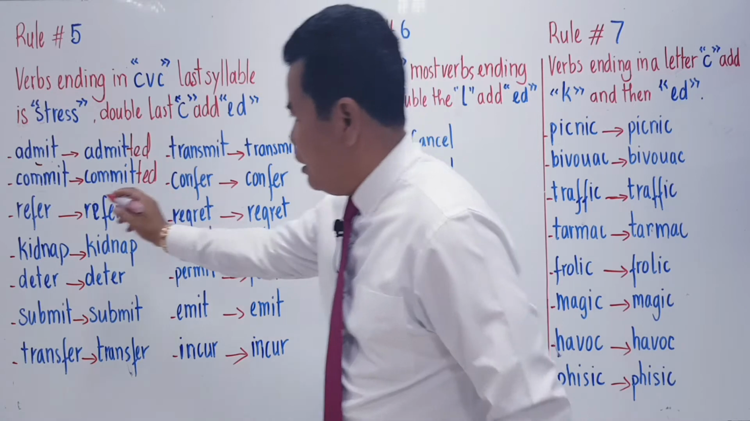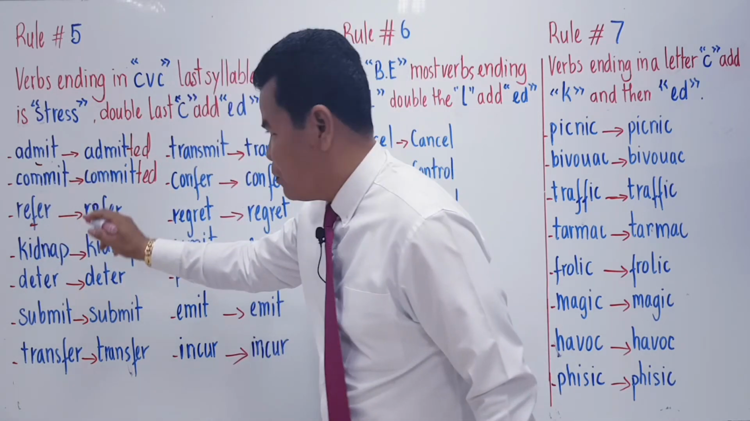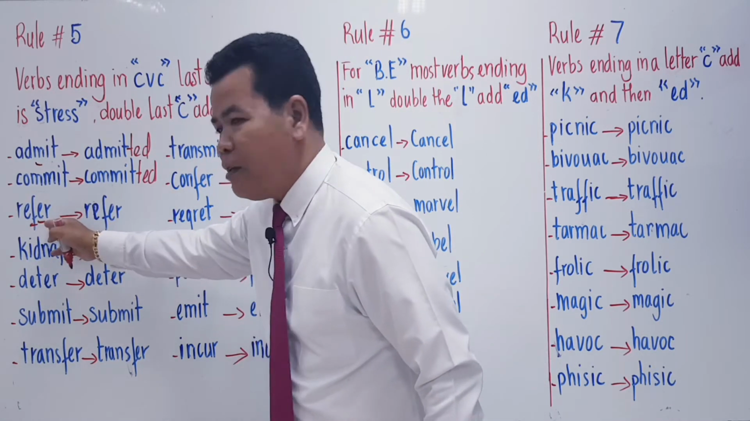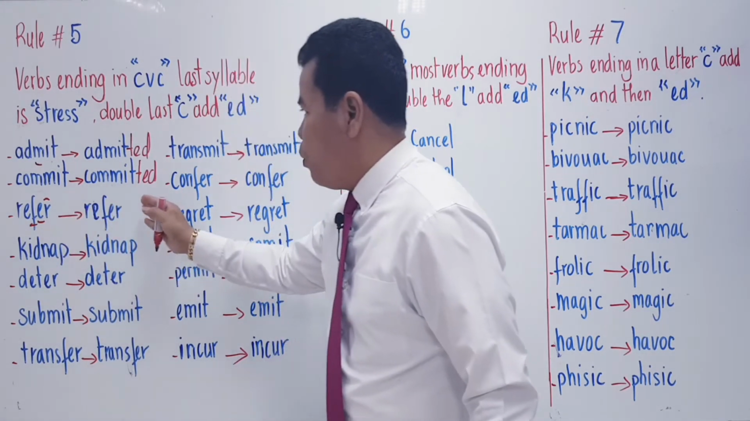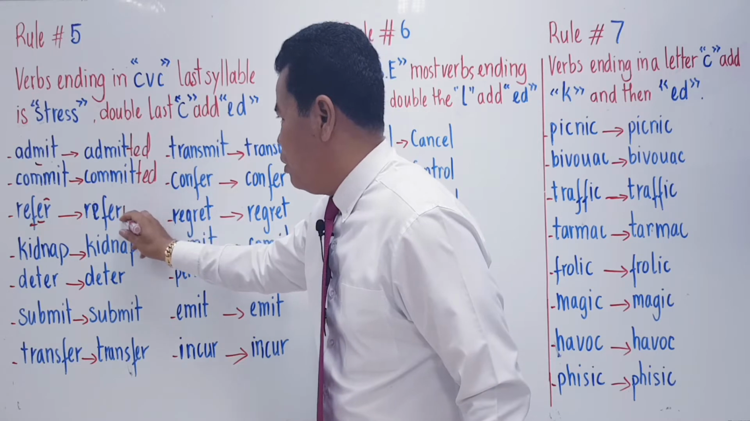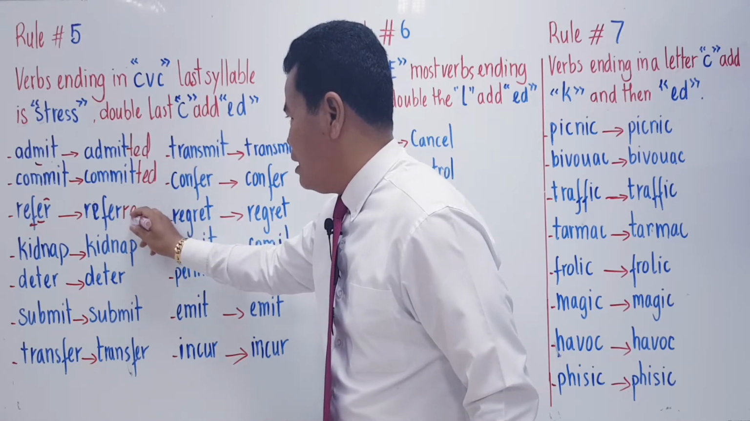Let's go to the third example. Refer. F is one of the consonants, E is one of the vowel, R is one of the consonant. So we have double R and then ed.